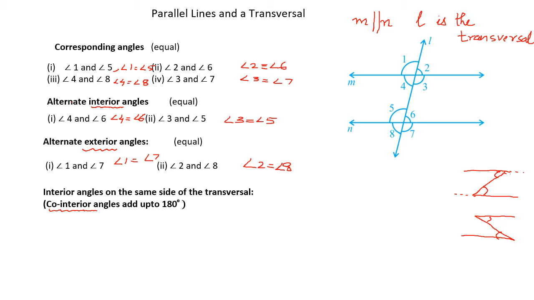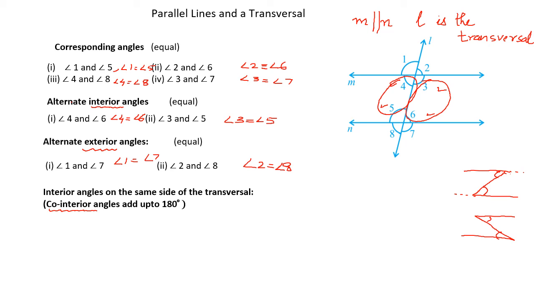Co-interior. Interior means again inside. Co means keeping together. So co-interior angles are interior angles that are together on the same side. These are interior angles: 4, 3, 5 and 6. Now which are together on the same side? Angle 4 and 5 are on the same side and angle 3 and 6 are on the other side. So angle 4 and 5 we call co-interior angles and angle 3 and 6 also co-interior angles. They are on the same side of the transversal.